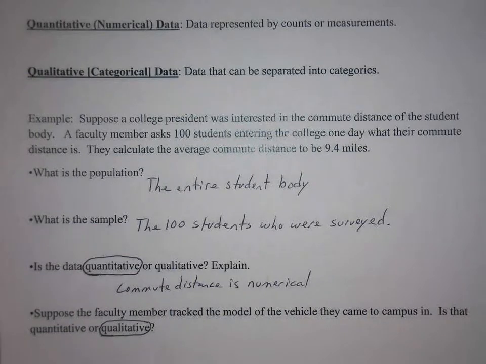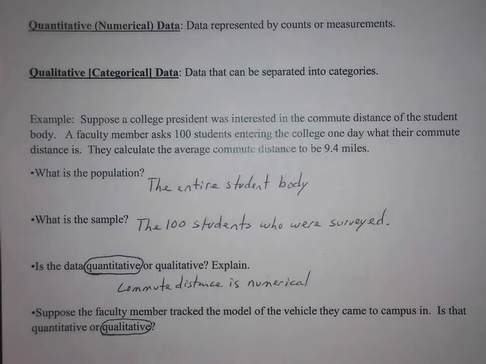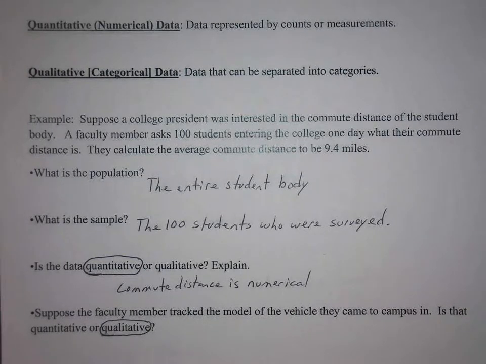And I do want to point out that you need to be careful, because if they were asked the model of the vehicle they come to campus in, you can keep track of how many students said they drive a Ford or how many students say they drive a Chevrolet. But that does not make it quantitative data just because you can count the number of responses. Qualitative data means you have qualities or categories, such as models of vehicles. Some students do make that mistake and think, well, I'm counting up how many we have, so that must be numerical. But do not make that mistake.